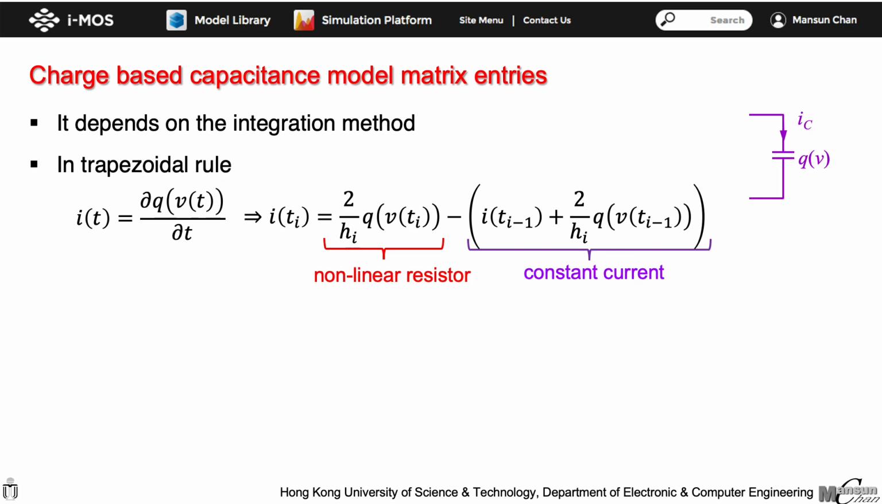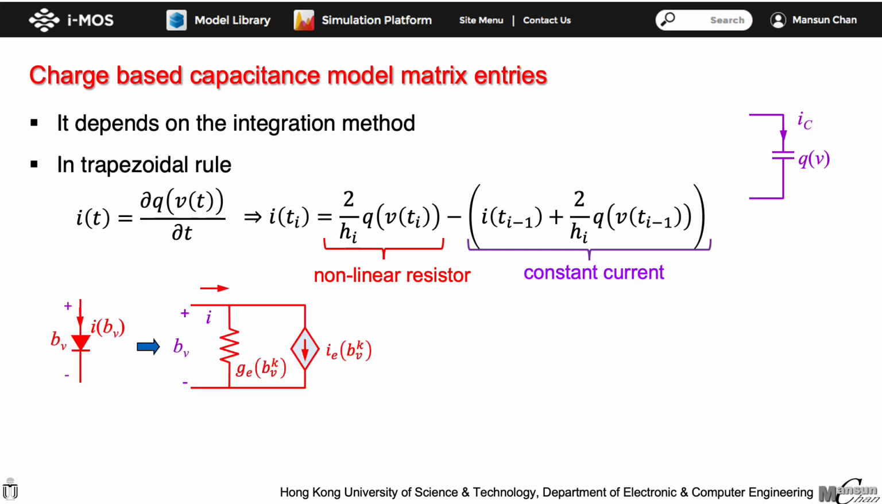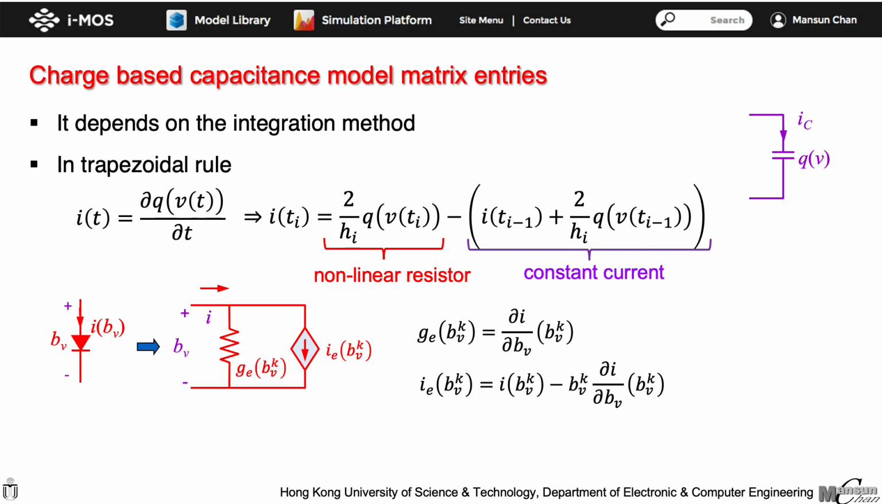We can follow the same approach to linearize the nonlinear resistor using the same equivalent circuit given in earlier presentation. The value of the conductance and the equivalent current source is given by these two equations here. The evaluation of these two equations is a bit tricky, and let's go through it together. First of all, there is a current derivative with respect to the branch voltage. We can perform the differentiations to obtain the following equations. The derivative of charge with respect to the branch voltage is just the capacitance. So, the equivalent conductance can be expressed in terms of the capacitance times 2 over H.